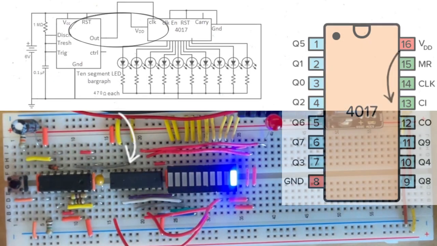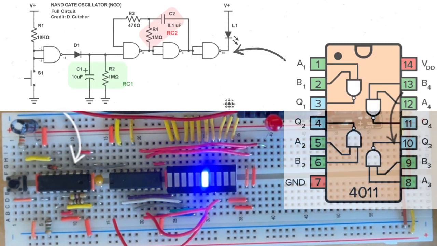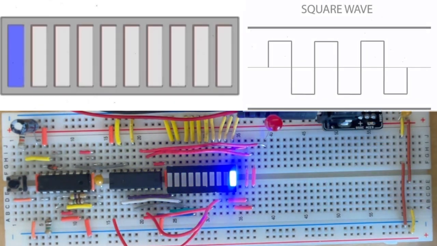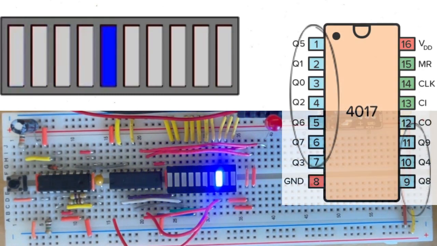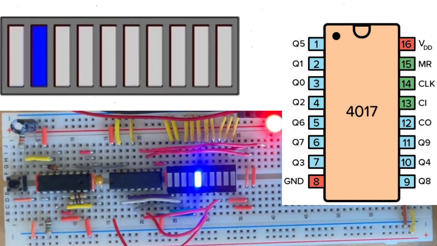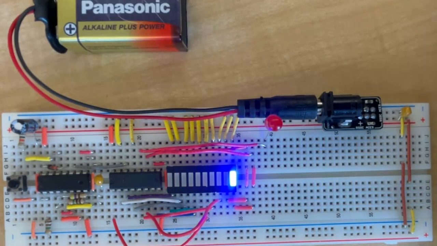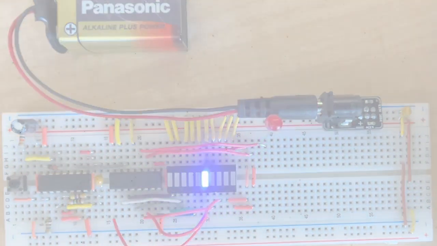The clock input of the 4017 IC is typically connected to an oscillator or clock signal source, in this case the output of a NAND gate oscillator. Each rising edge of the clock pulse advances the count by 1, activating one output pin at a time to light up the corresponding LED segments in the bar graph display. The count progresses from 0 to 9, then rolls over to 0 until the clock signal stops, and the count remains static until reactivated with the PBNO.